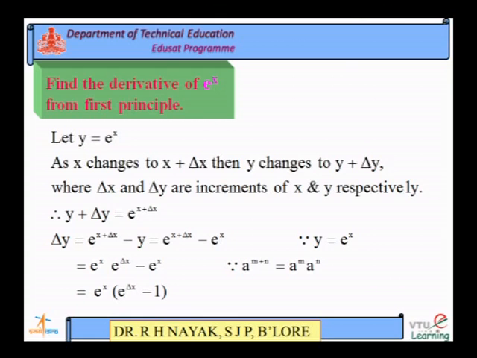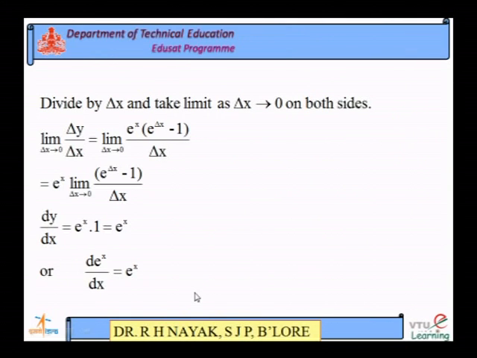E power x plus delta x I will write as e power x into e power delta x. You can take e power x as common, because both the terms have e power x, therefore that is taken common. Then remaining is e power delta x minus 1. Then I took the limit as delta x tends to 0 on both sides. This is a standard limit whose value is always 1. Therefore, the derivative of e power x is equal to e power x only.